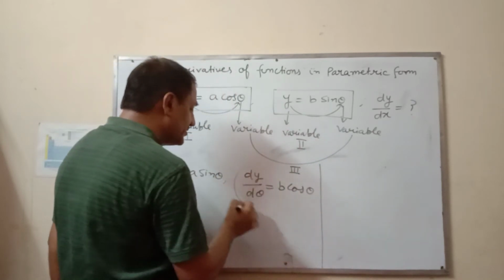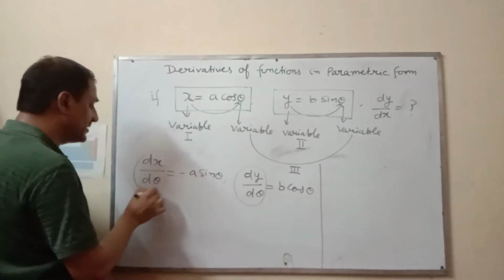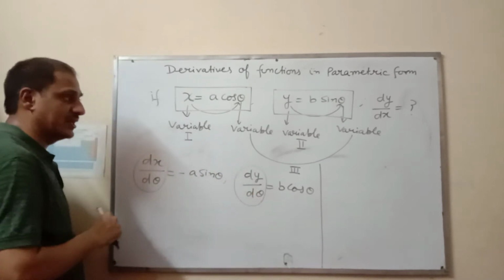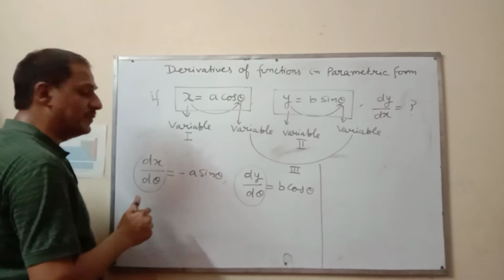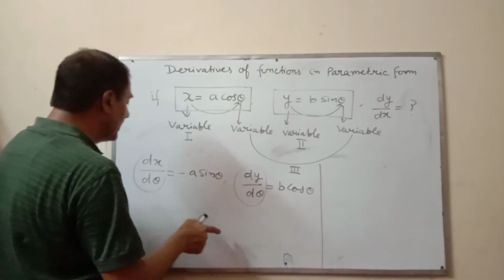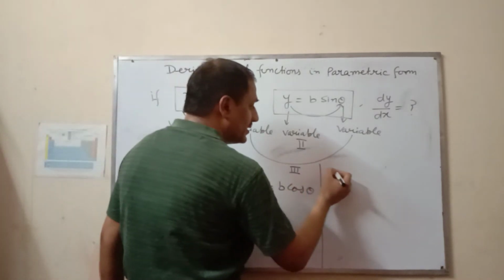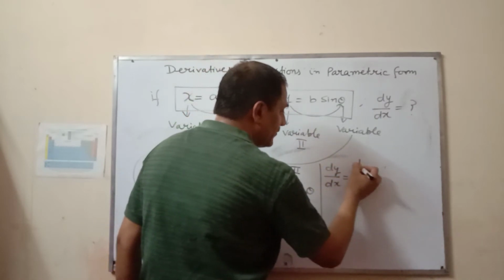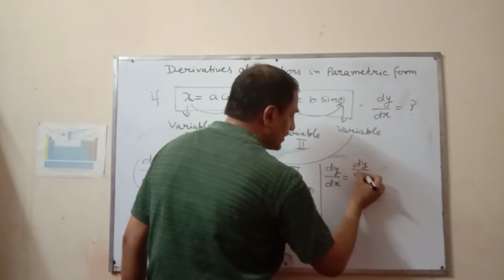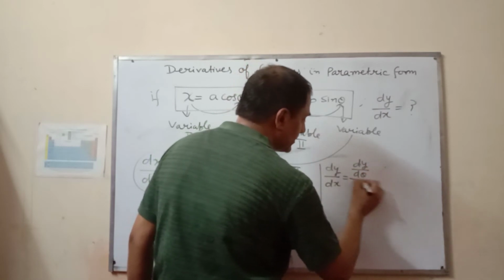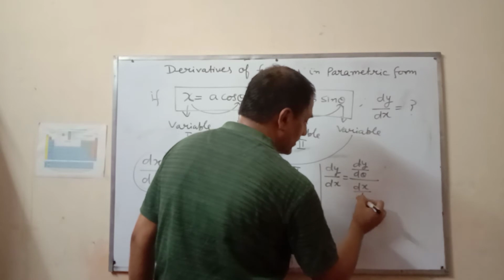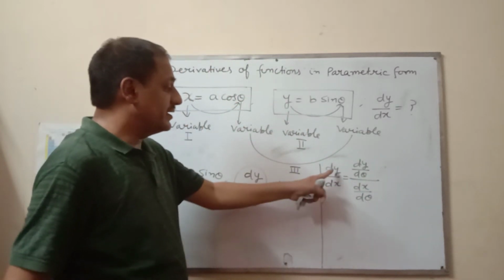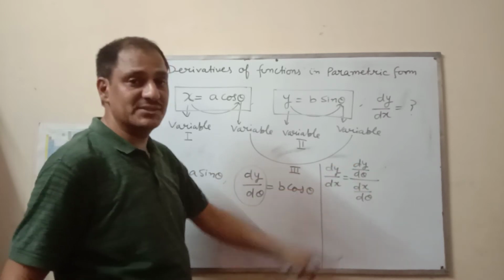Here dy d theta is equal to this and dx d theta is equal to this. If we divide dy d theta by dx d theta, we will get dy dx. So we can write dy dx equal to dy d theta upon dx d theta.